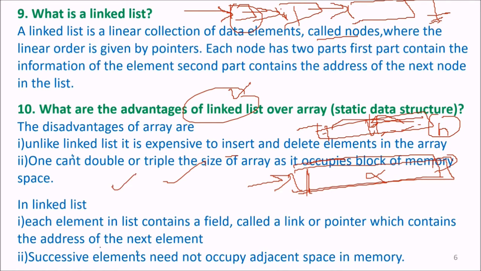In a linked list, what happens? Each element in the list contains a field called a link or a pointer, which contains the address of the next element. So the successive elements need not occupy adjacent space in memory. They can be distributed anywhere. So logically they are connected.